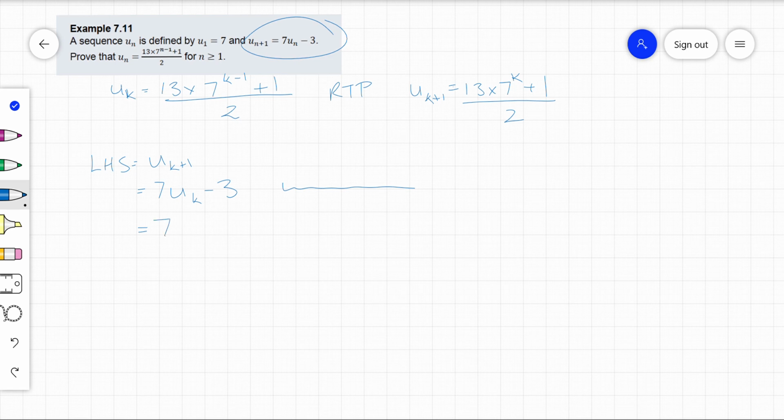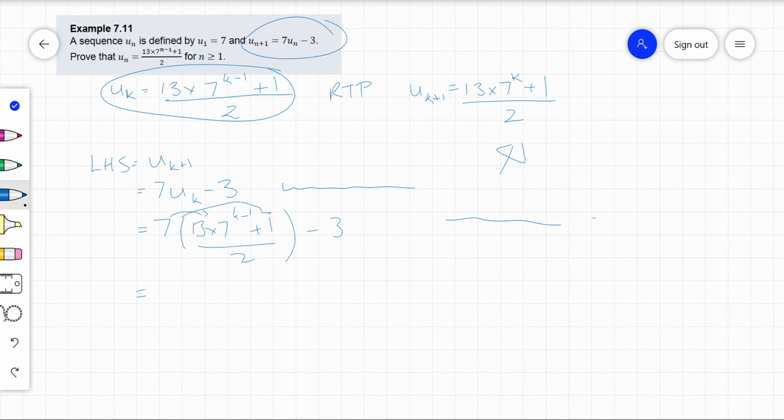Alright, and then we can use that. So using our P of k here, here's our P of k. We've got 7 lots of all this stuff: 13, 7 to the k minus 1, plus 1 over 2, and then minus 3. Alright, remember we're trying to get it to look like that. So it's all one fraction, and it's got 13 times 7 to the k. So you can see here what we're going to do is put that 7 through, times that through. So 13 times 7 to the power of k minus 1 times 7 will be 7 to the k.